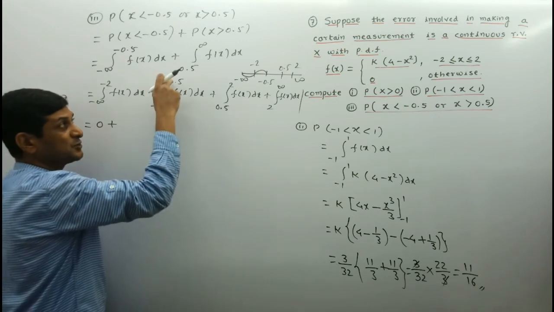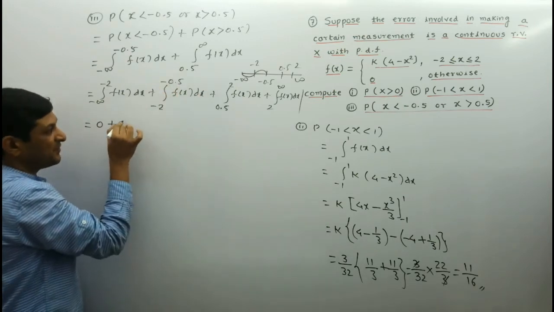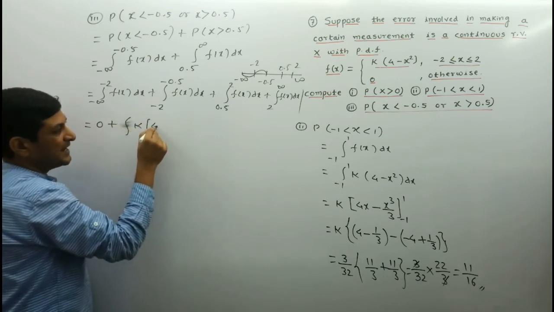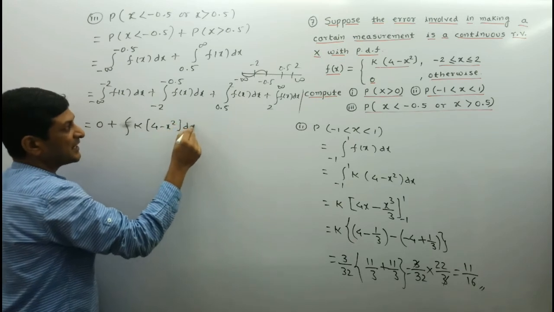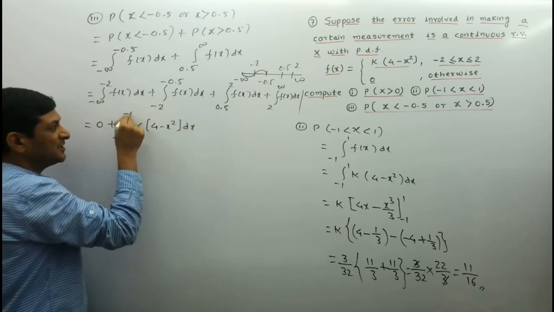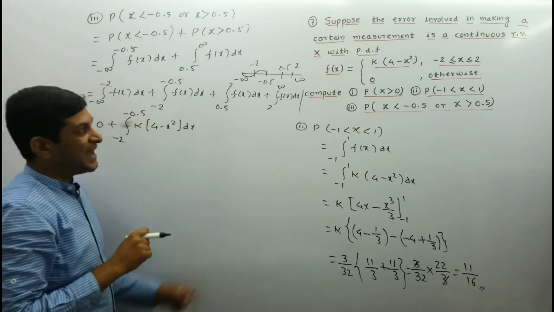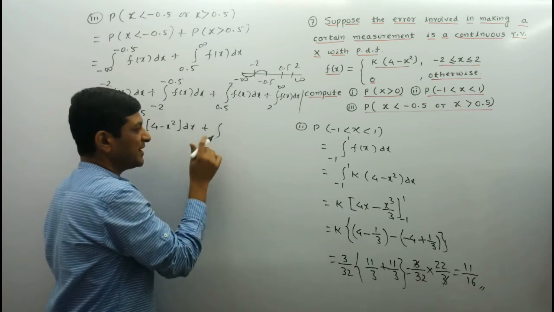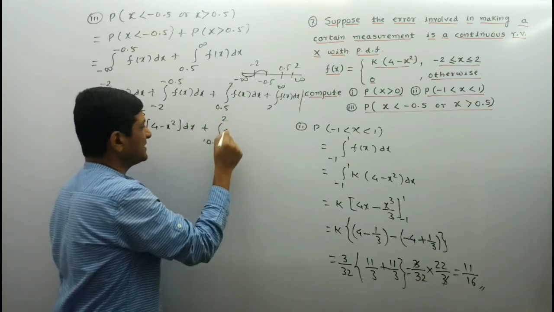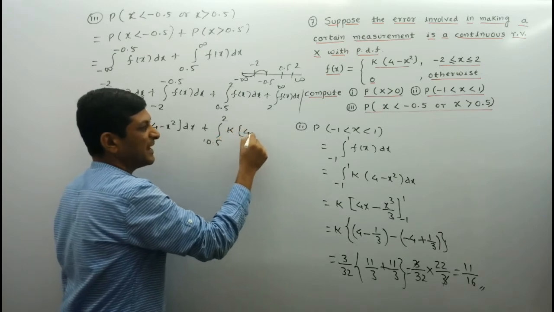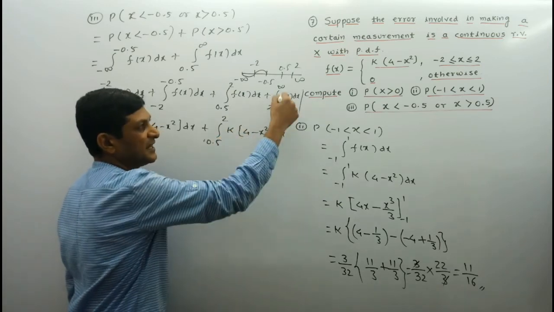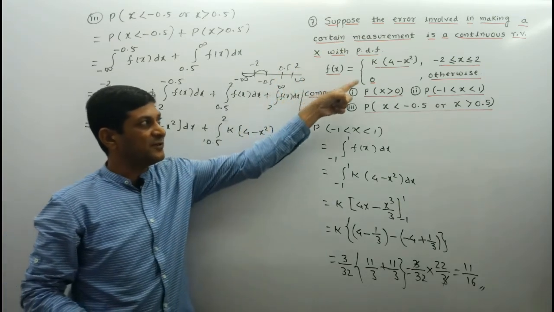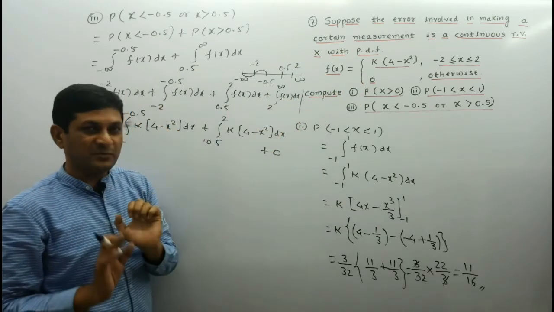In between minus 2 to minus 0.5, what is the value of f of x? K into 4 minus x square dx, and limits are from minus 2 to minus 0.5. Here the value of f of x is again the same, so keep the limits 0.5 to 2 as it is. I am replacing f of x by k into 4 minus x square dx, and in the last part the value of f of x is 0 from 2 to infinity. So its integration will also be equal to 0.